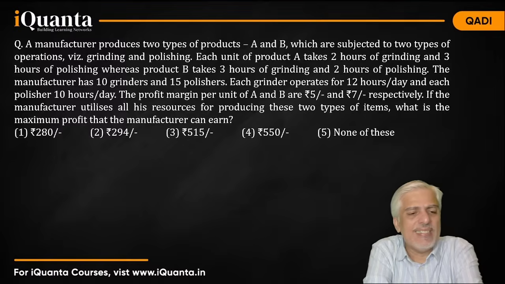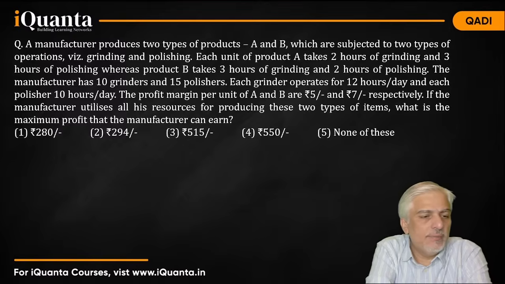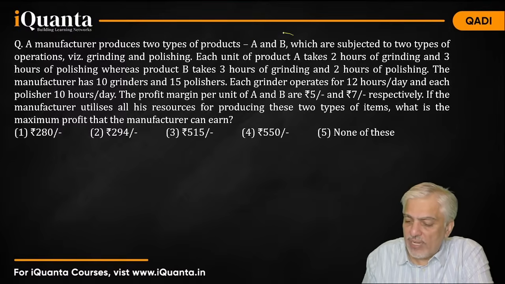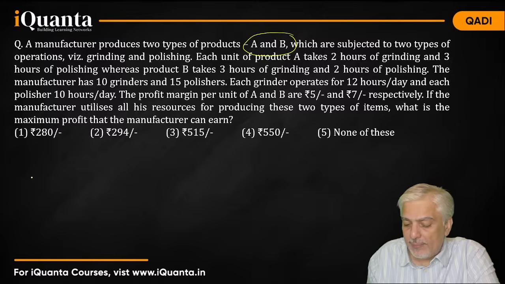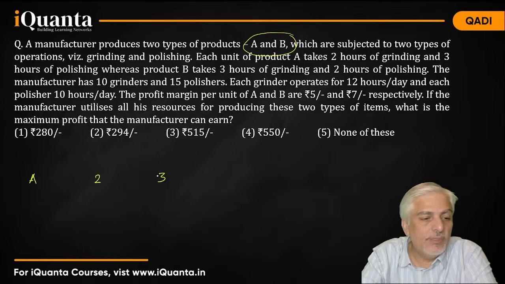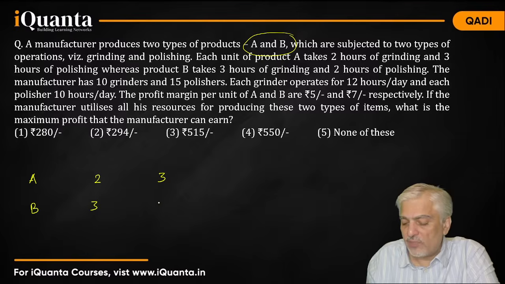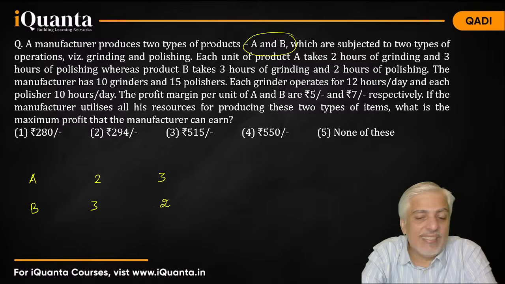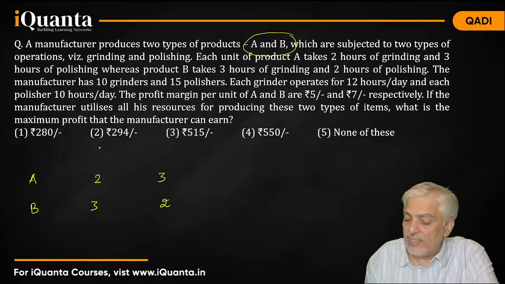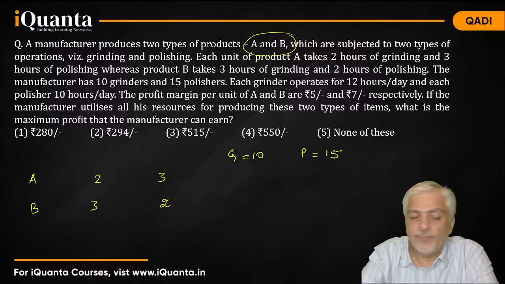I thought this was a pretty decent question. Two different products are being manufactured, A and B. Each unit of product A takes 2 hours of grinding and 3 hours of polishing, while B takes 3 hours of grinding and 2 hours of polishing. The manufacturer has 10 grinders and 15 polishers. So grinders totally available are 10. Polishers totally available are 15.